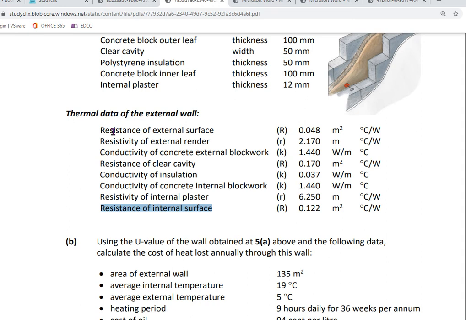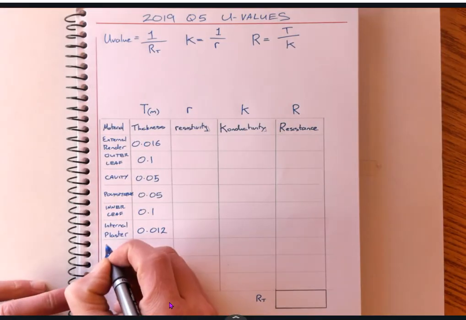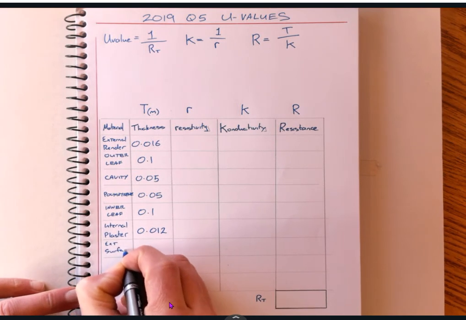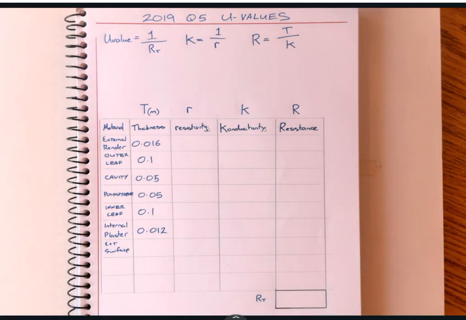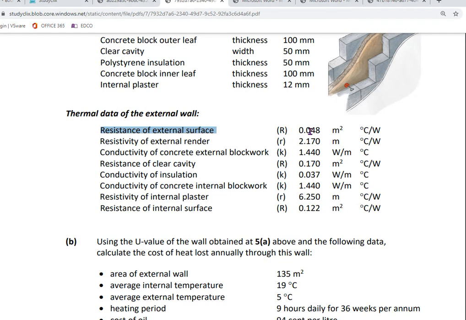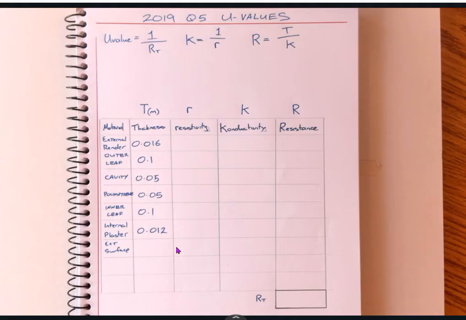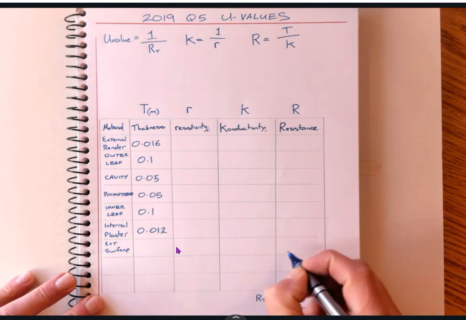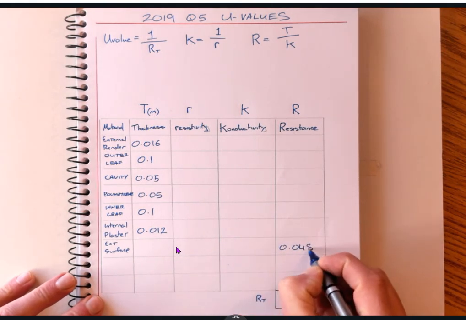So the first one, say for example, resistance of the external surface. I haven't accounted for that yet. I have to put that in. So external surface. The resistance is 0.048. So I come across to my resistance section. Here's resistance, 0.048.